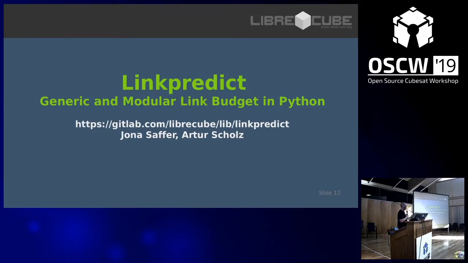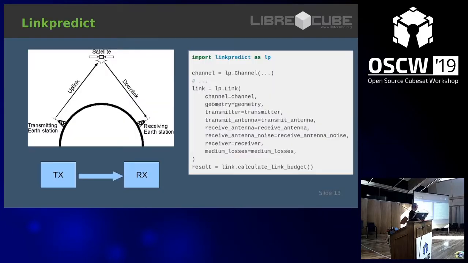The other thing is we did link prediction. It's similar to what Priyanka presented yesterday, so the idea is the same. We want to get the link budget for changing conditions, for a variation in all of these properties.